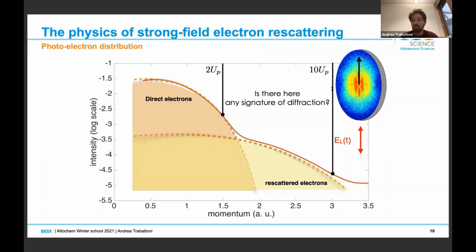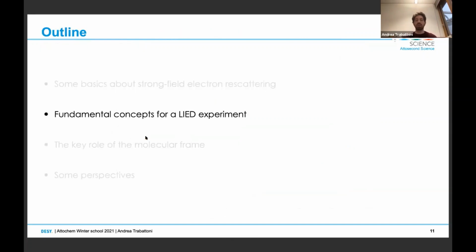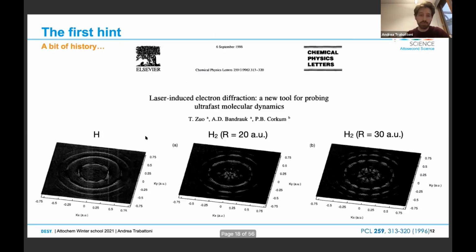But at this step, we have no idea why these electrons should contain any signature of diffraction. So let's proceed in our investigation, and let's try to write down some fundamental concepts in order to do a laser-induced electron diffraction experiment. The history began in 1996 in this seminal paper by Zuo, Bandrauk and Corkum. They were doing a really easy but clever thing.